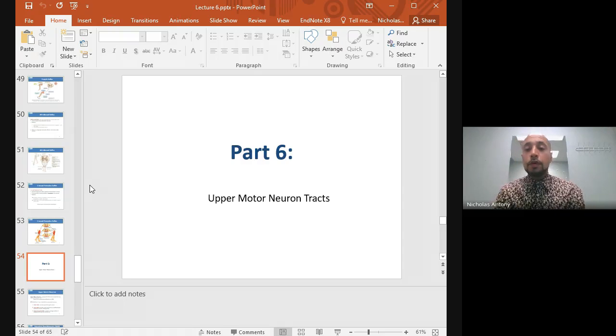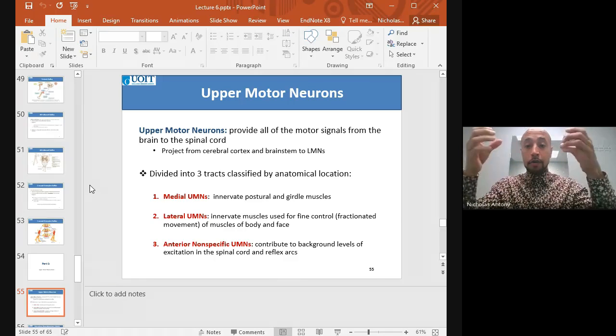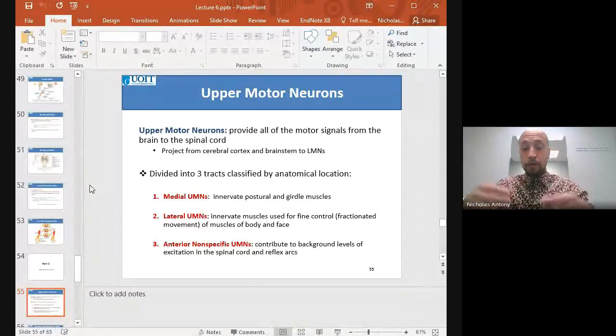All good? Okay. So the upper motor neuron tracts, and remember, tracts are the groupings in our white matter that are the collections of the neurons going up to our brain or down from the brain to the spinal cord.